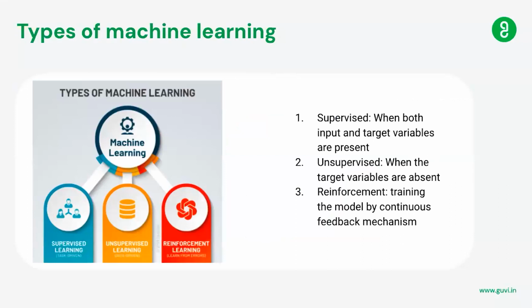So now we'll start with what are the different types of machine learning, right? There are three broader classifications: supervised learning, unsupervised learning, and reinforcement learning. Supervised learning is something where you have both the input and the target variables present, right? So these could be examples of tasks where you already know the output and you are allowing your model to understand the output and the input, and then making sure that it actually learns based on that, right?